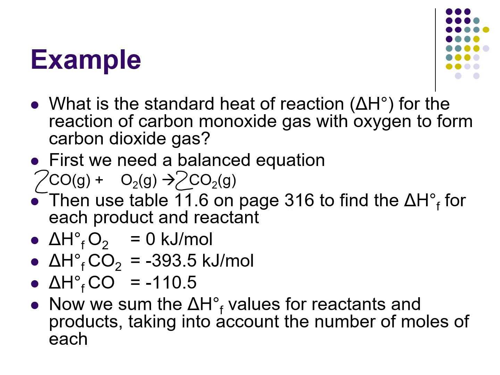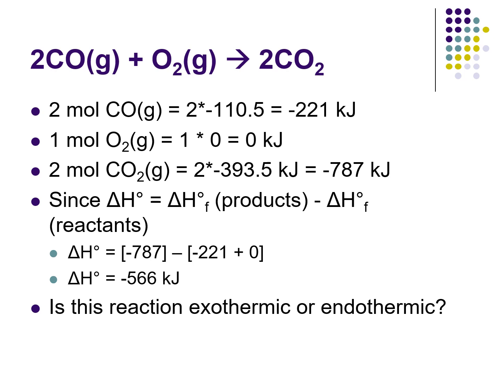Now, we're going to add up all the products and add up all the reactants, taking into consideration the number of moles. For instance, because carbon dioxide has a coefficient of 2, I need to multiply it by 2. Same with the carbon monoxide. So I took that carbon dioxide and multiplied it by 2 because of the 2 right there. I took the 1 mole of oxygen, 1 because its coefficient is 1. Carbon monoxide is a 2 because of that. And then I just add up products minus reactants. There's only 1 product, the 2 moles of carbon dioxide, so negative 787, minus the reactant values that I added together, and I get my answer. And I should expect that to be an exothermic reaction because it's negative.